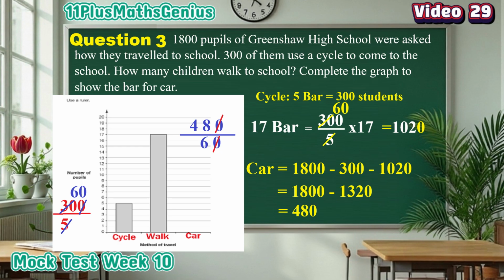480 divided by 60 to figure out how tall car is. And we can see that car is 8 bars tall. So now we plot our car bar up to the 8 bars. So that's our final answers.